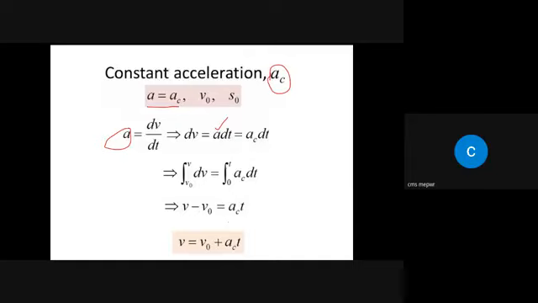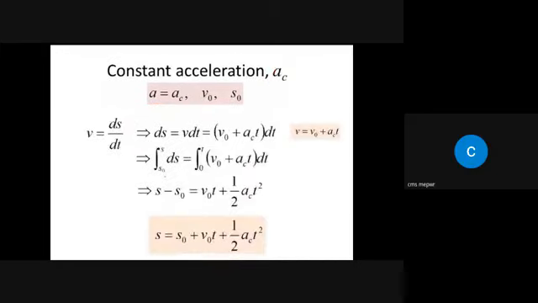This is a negative sign. If we move it to the right of the equality sign, what we will get is V is equal to V naught plus at. So this is the same equation which you just told, which is Vf is equal to Vi plus At. So V is the final velocity, V naught is the initial velocity, a is the constant acceleration, and t is the time. Okay, so this is one of the equations: V is equal to V naught plus At. We will use this equation in our problems.